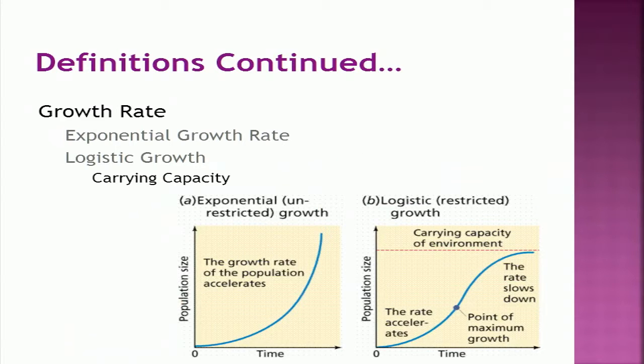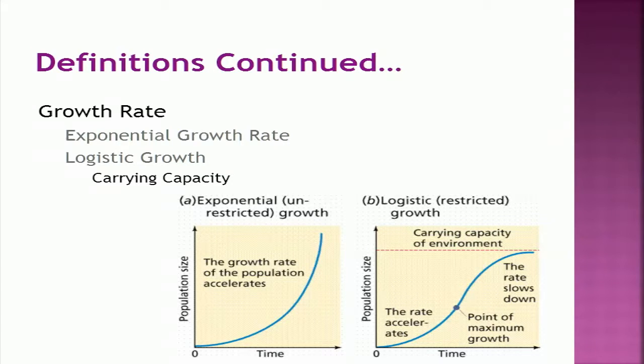The growth of a population can be described by 2 basic growth types: exponential and logistic. In exponential growth, a population can grow with no restrictions, causing the growth rate to accelerate as time continues. In logistic growth, some factor or factors can restrict the growth of a population, causing growth to slow down and plateau at a certain amount. This amount of individuals is called the carrying capacity.